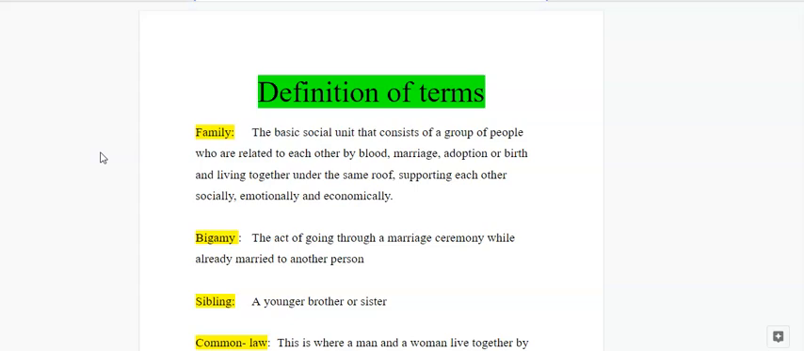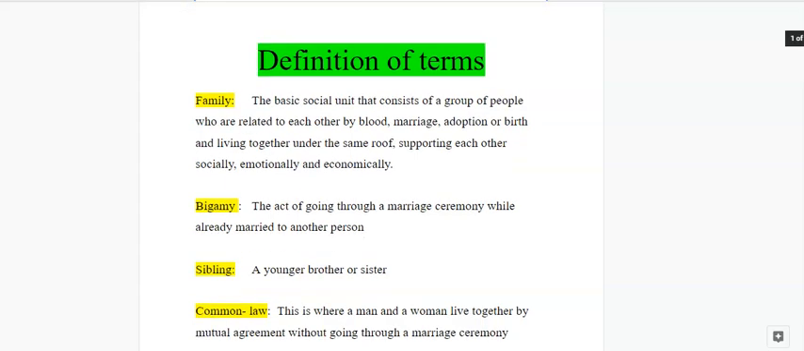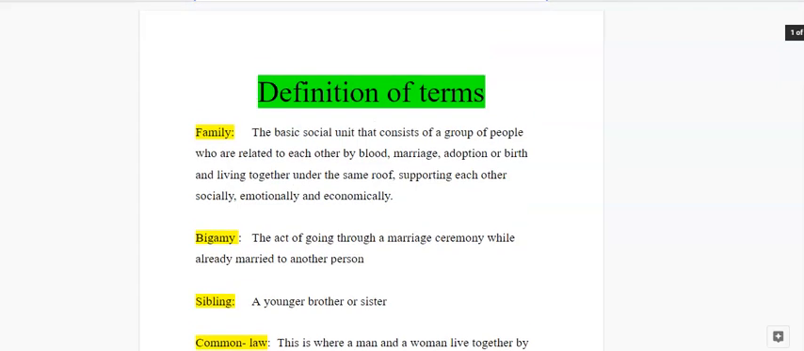Bigamy. Bigamy is the act of going through a marriage ceremony while already being married to another person. Sibling, a younger brother or sister. Common law. And let me give you a chance now to see what you remember. What does the term common law mean?